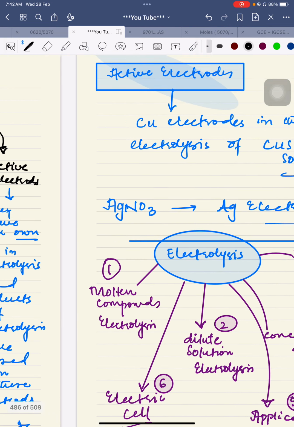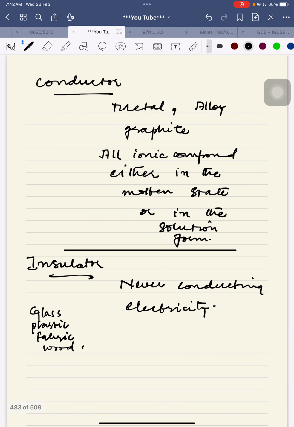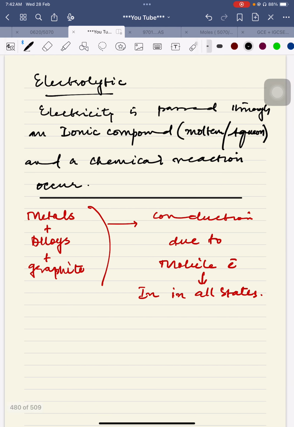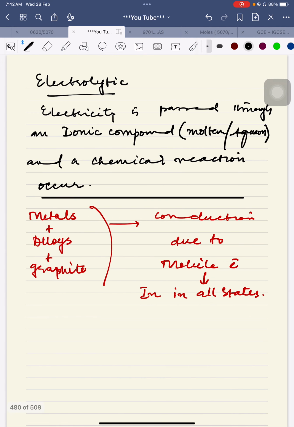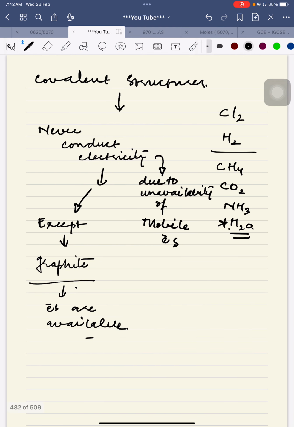We have started the concept of electrolysis, in which I have already taught you the definition of electrolysis, what conduction is, what an electrolyte is, and what an insulator is, for example. And we should know that ionic compounds can conduct electricity in two states. One is molten, whereas the other is aqueous, when water is added to it. Then we discussed that covalently bonded structures cannot conduct electricity, due to the unavailability of mobile electrons.